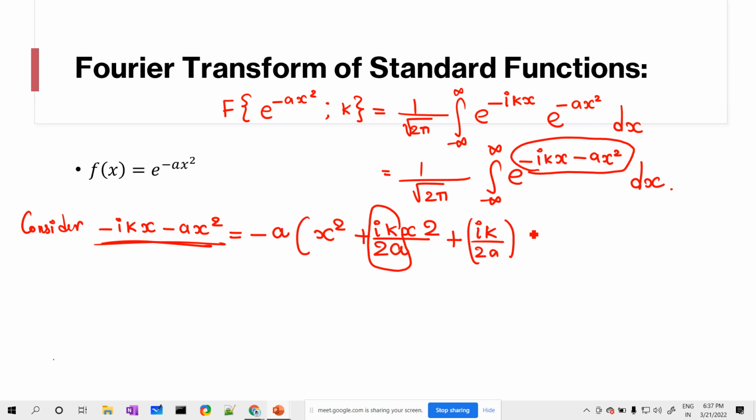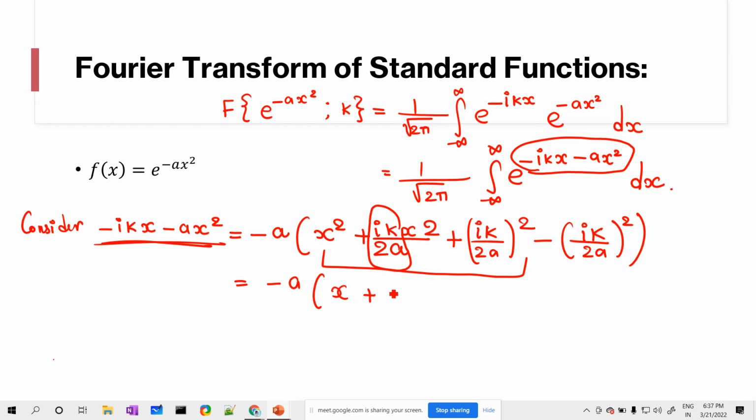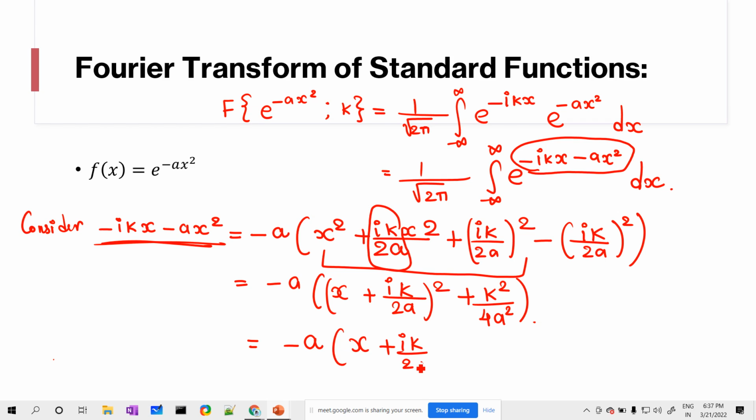To balance it, I just subtract it. So it is ik by 2a whole square. Let us write it properly. So this becomes minus a, and these first three together become x plus ik by 2a whole square, and this thing becomes plus k square by 4a square. That is the same as minus a times x plus ik by 2a whole square minus k square by 4a.